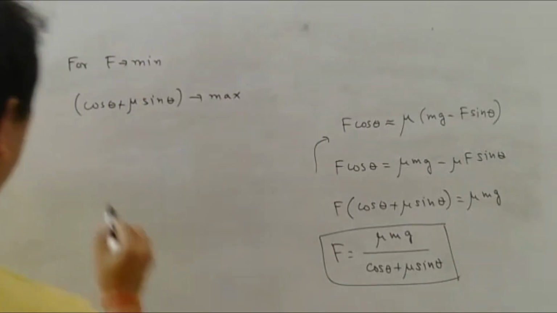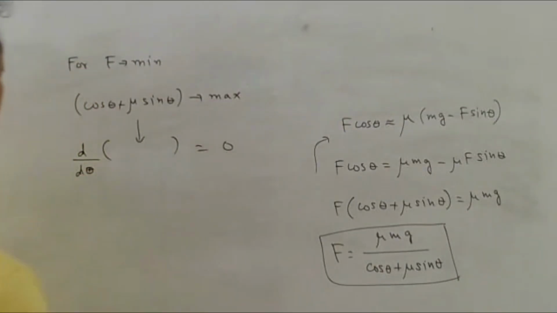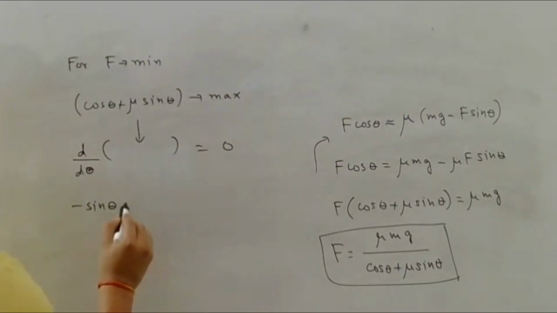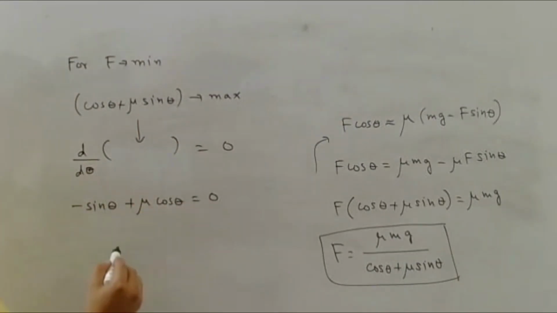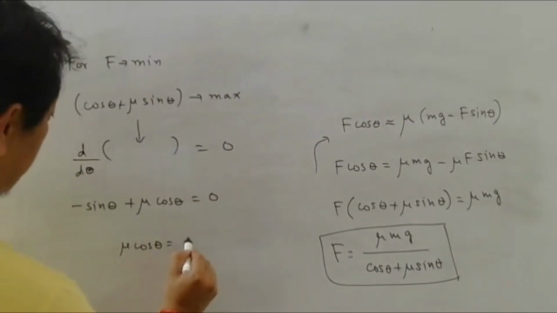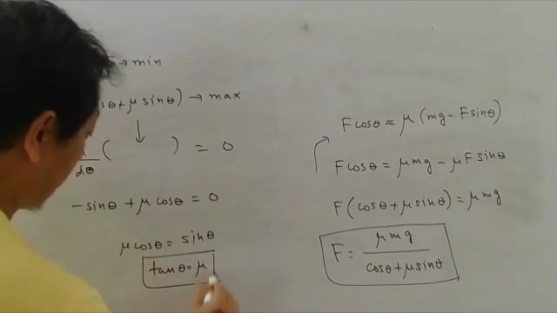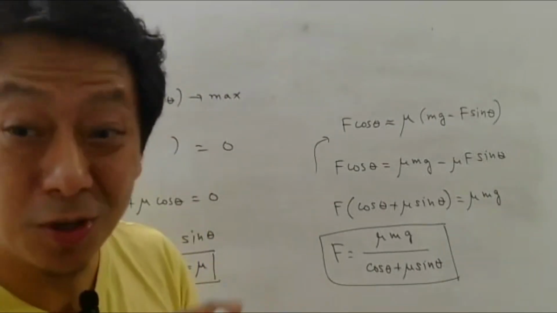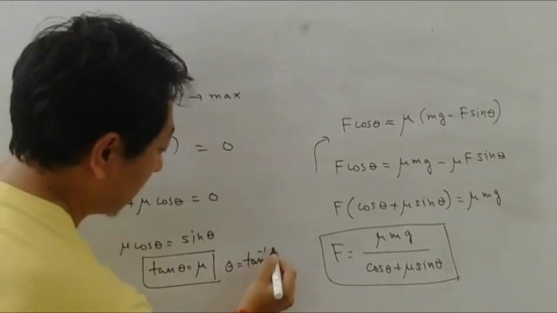For this to be maximum, the differentiation of this function should be 0. What is the differentiation of cos theta? Minus sin theta. And the differentiation of sin theta is cos theta. So that will be equal to 0. From here, what will you get? Mu cos theta equals sin theta, so tan theta equals mu. So at what angle should you apply force to require minimum force? Theta equals tan inverse mu.